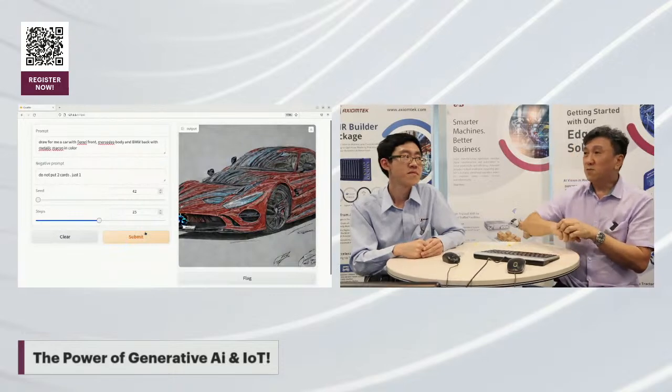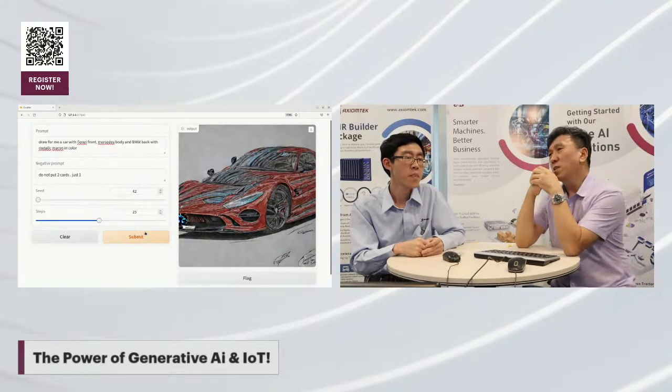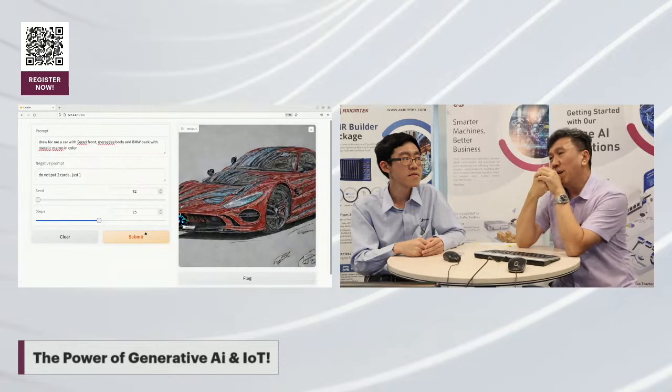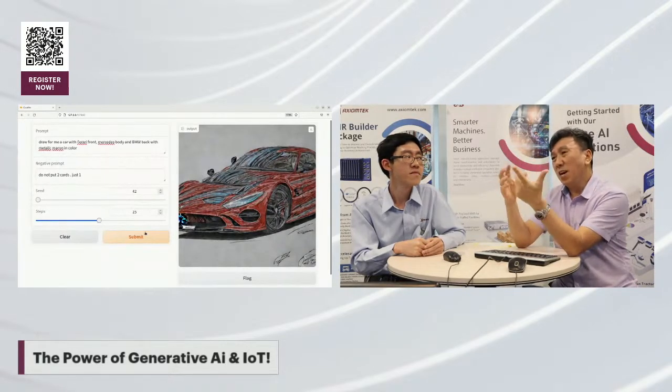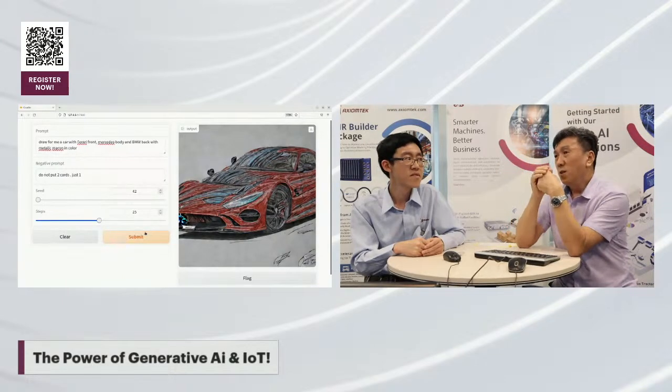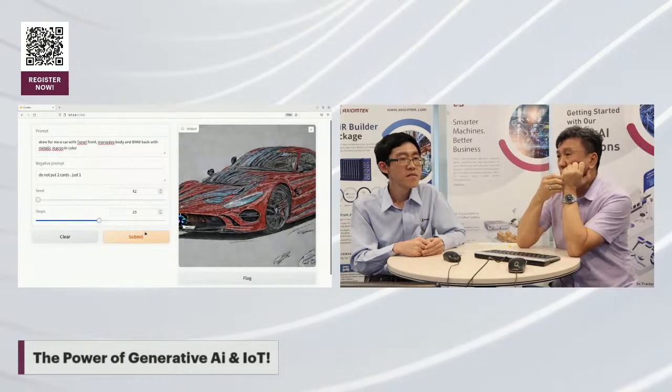So what about industrial? What are the areas of industrial that you can think of? Just now we talked about design, decorative, and mainly more visual. And what about the industrial? How can this generative AI help?